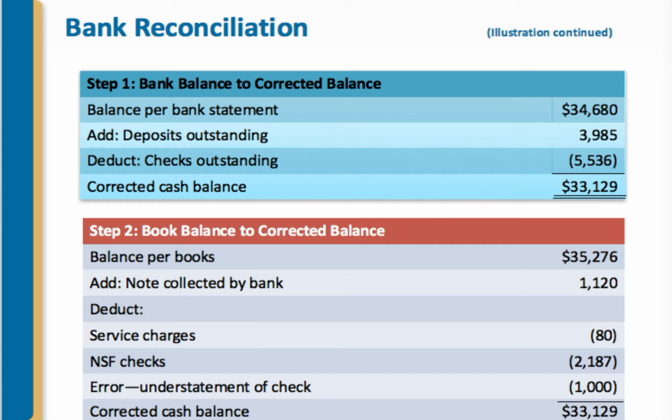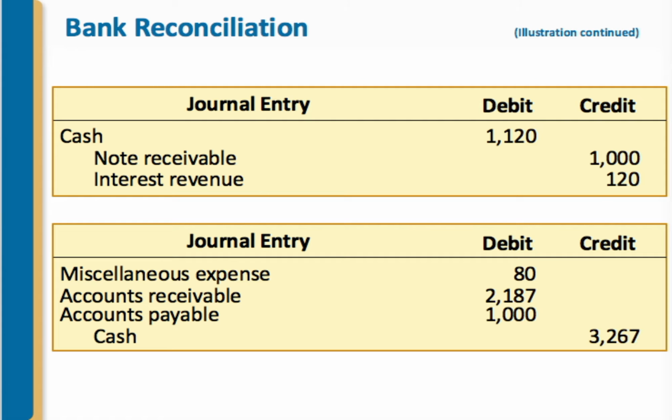We first add the note collected by the bank for $1,120, which includes $120 of interest. Then we deduct the bank service charges and NSF checks of $80 and $2,187 respectively. We also deduct the error in the amount of $1,000. This totals the corrected cash balance of $33,129.